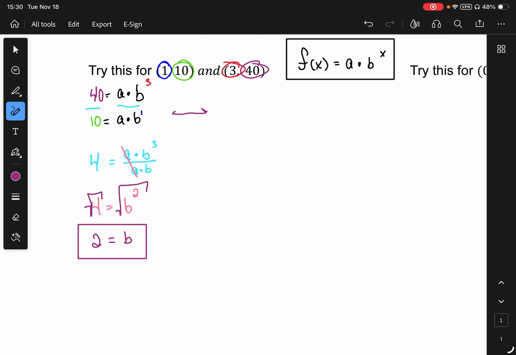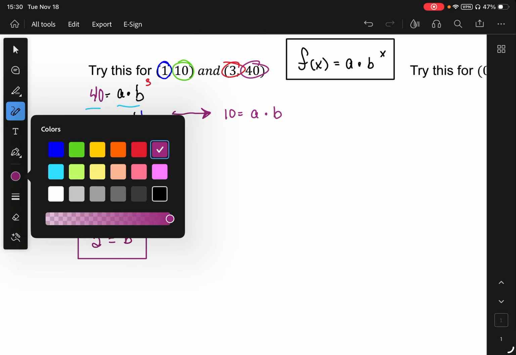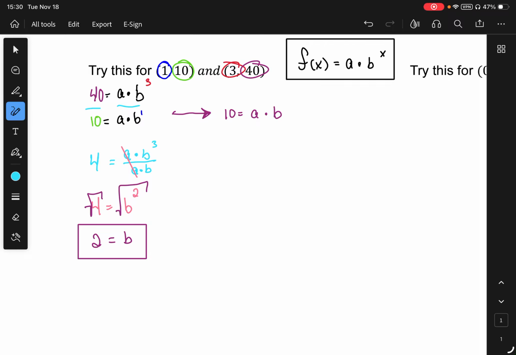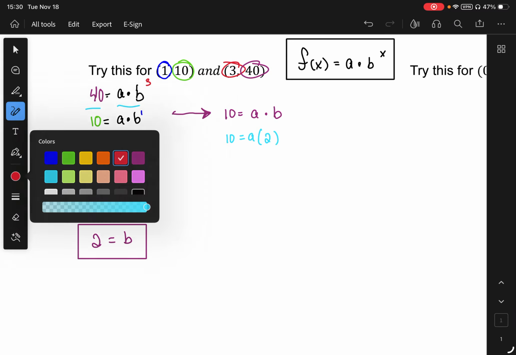Pick either equation to plug b in. I'm going to pick the one on the bottom, because it's quite simple: 10 equals a times b to the first power, which we just said was b. We're going to plug in our b value, which we found was 2. So we have 10 equals a times 2.